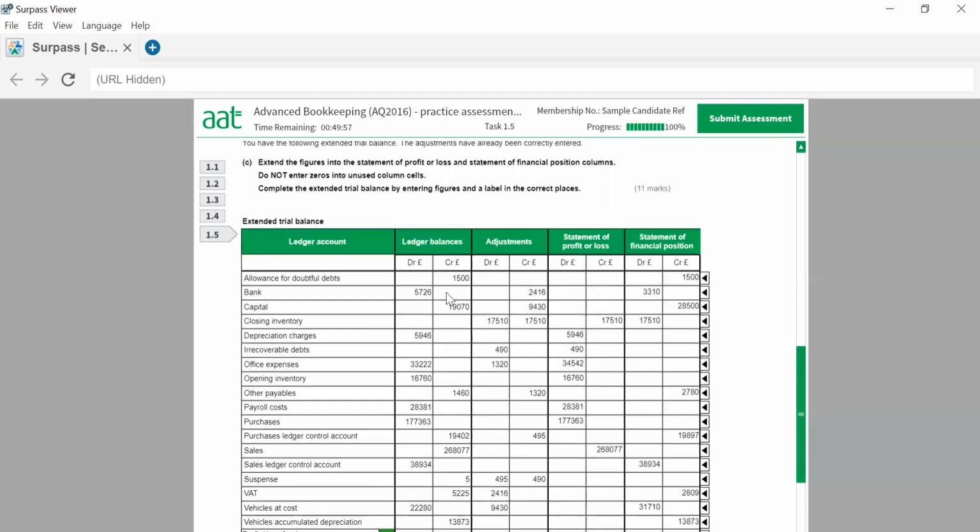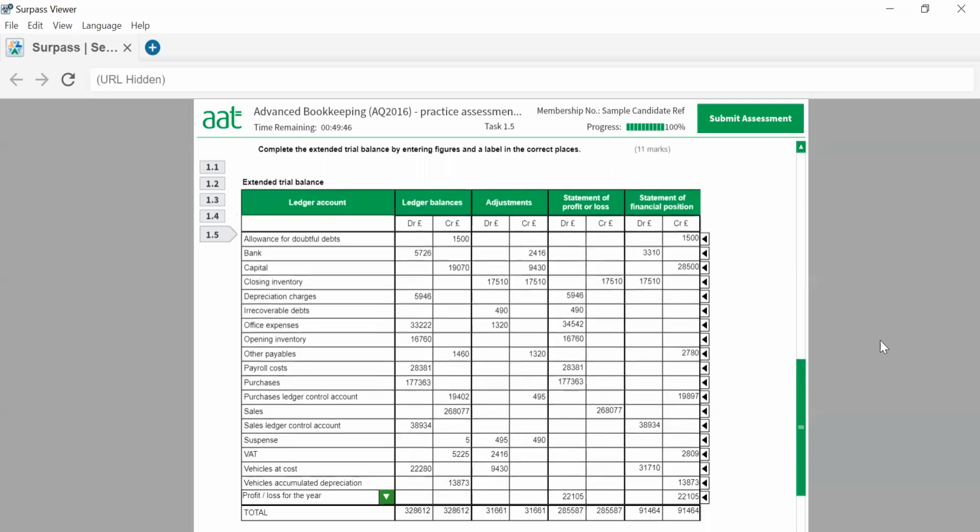So for the bank, 5726 on the debit side, and on the credit side, 2416. Bank is a current asset in the statement of financial position, which is 3310. Capital, again, you can see here you've got credit capital 1907, but you've also got an adjustment on the credit side of 9430. So you're going to add them together. As you know, capital is in the statement of financial position. So on the credit side: liabilities, income and capital.